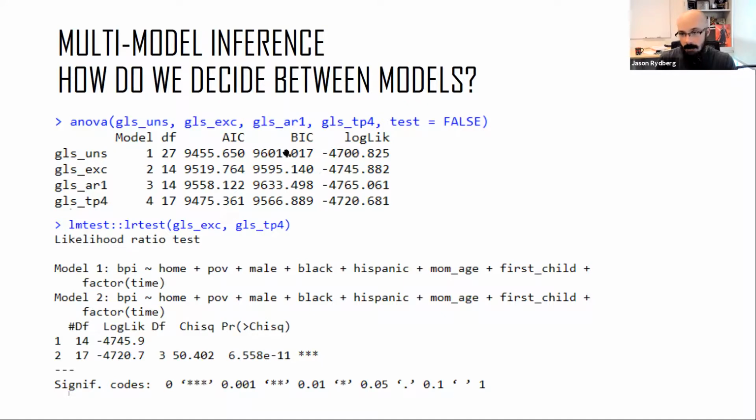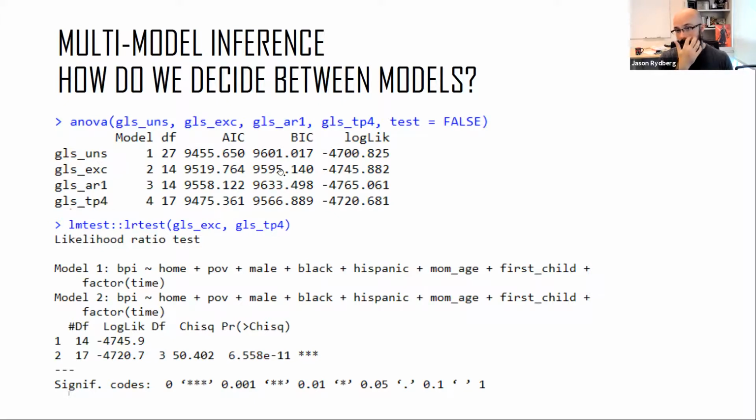We can see that the smallest BIC is a Toeplitz 4. Recall again, what are we doing with a Toeplitz residual variance correlation? We are allowing separate correlations for distances. So a distance of 1, a distance of 2, of 3, of 4. When we look at the next best fitting one, exchangeable is actually the best fitting.